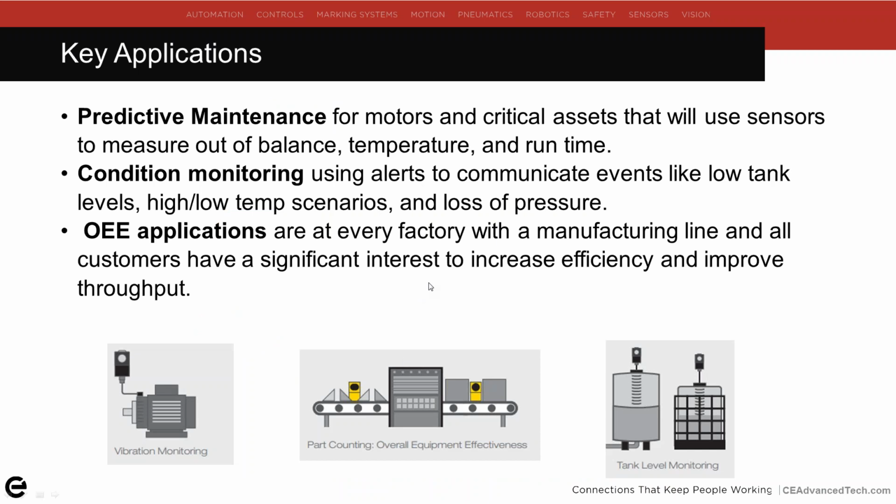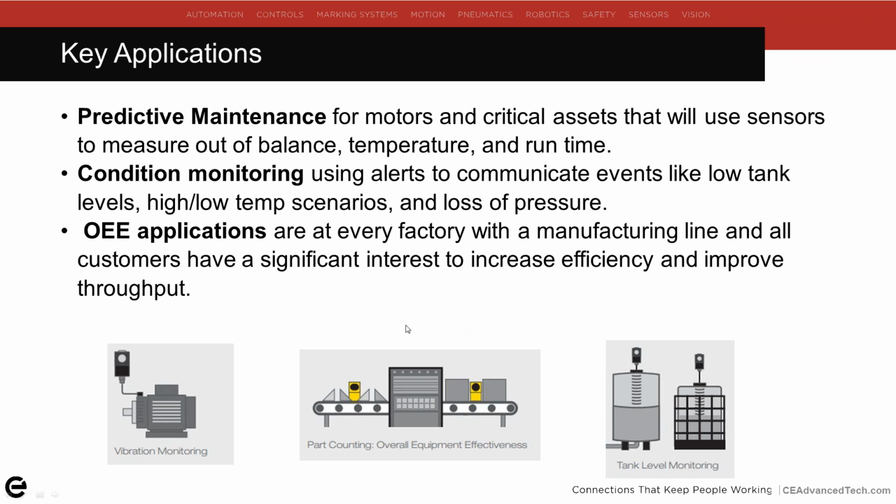Key applications we would want to focus on, specifically with the IoT. Let's make this thing actually work and do something. I think the question mark with IIoT has been, what do we do with it? Well, that's the point, to actually use the data to make ourselves better and more efficient and less costly. Predictive maintenance. So we're going to look at that today: motors, critical assets, temperatures.